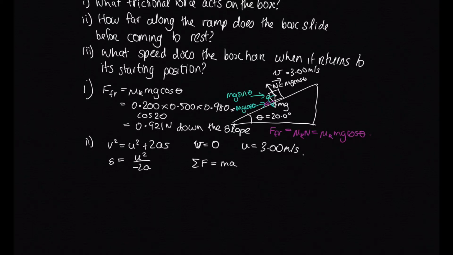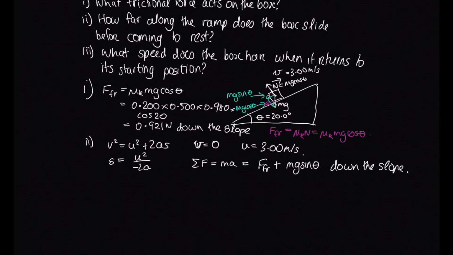And here we only need to consider forces parallel to the slope, because perpendicular to the slope we know that the normal force counters the weight force. So the forces which we will be considering in this case are the frictional force, which is acting down the slope, and the weight force, mg sine theta, the component of the weight force parallel to the slope, which is also acting down the slope.